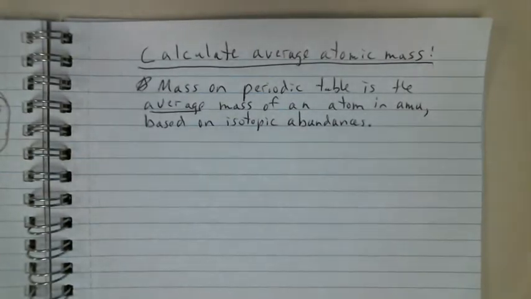Anyway, just a reminder that mass on the periodic table is the average mass of an atom in AMU based on what percentage of each isotope you have in their natural abundance. And so what we need to be able to do is calculate the average atomic mass based on that. And this is the first section of chapter 3. And so we're going to do it just by using an example.